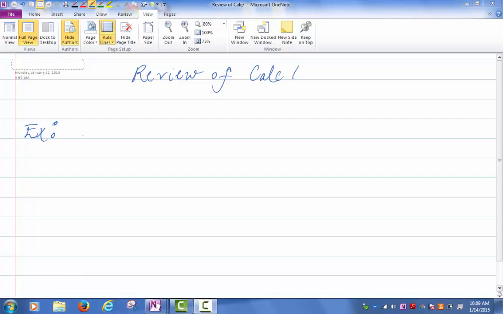So let's review limits. So let's say I have to compute the limit as x goes to -3 from the right side of -3, x plus 2 divided by x plus 3. Okay, so that's the problem. And so how do I compute this limit?